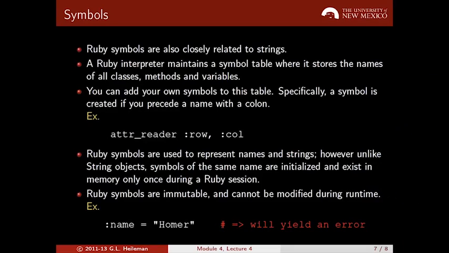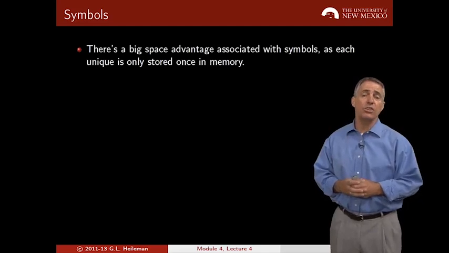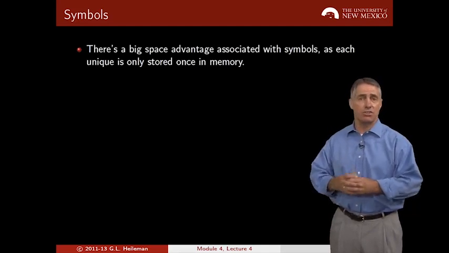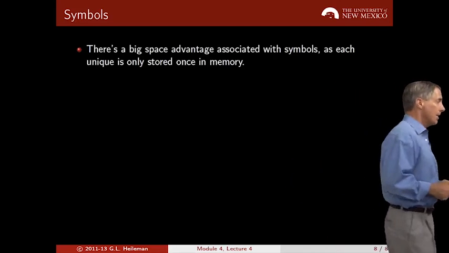Thus, you can't do things like this. As I've said, Ruby symbols are immutable, so you can't create a symbol, say from the IRB command prompt, and assign a string to it. Try this, you'll get an error. So why do we have symbols? Well, there's a big space advantage to using symbols because, again, they only exist once in memory. You can't create multiple symbols with the same name.